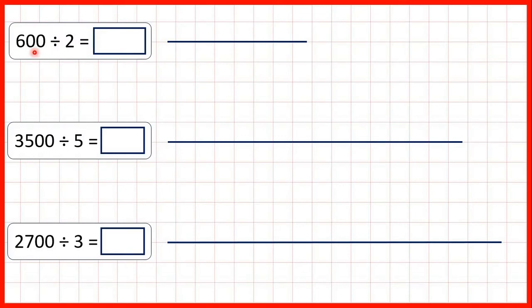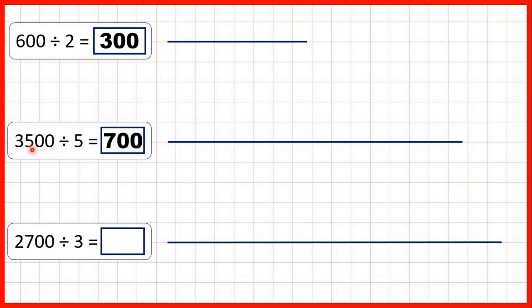Now we need to divide a multiple of 100, so a number that ends in 2 zeros, by a single digit number. First, we have 600 divided by 2. That's 300, because 6 divided by 2 is 3, and then if we have 2 end zeros in the dividend, we will have 2 end zeros in the quotient. Now we have 3,500 divided by 5. That's 700, because 35 divided by 5 is 7, and again, if we have 2 end zeros in the dividend, we need 2 end zeros in the quotient.